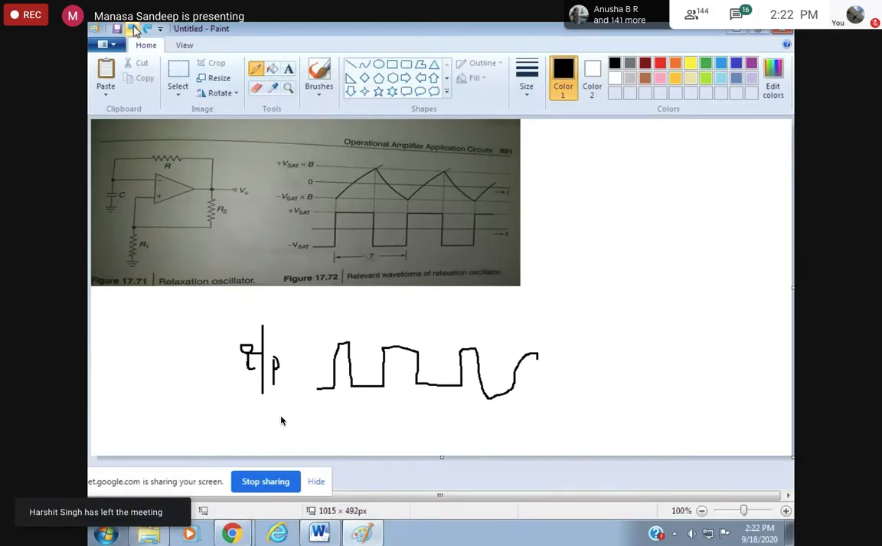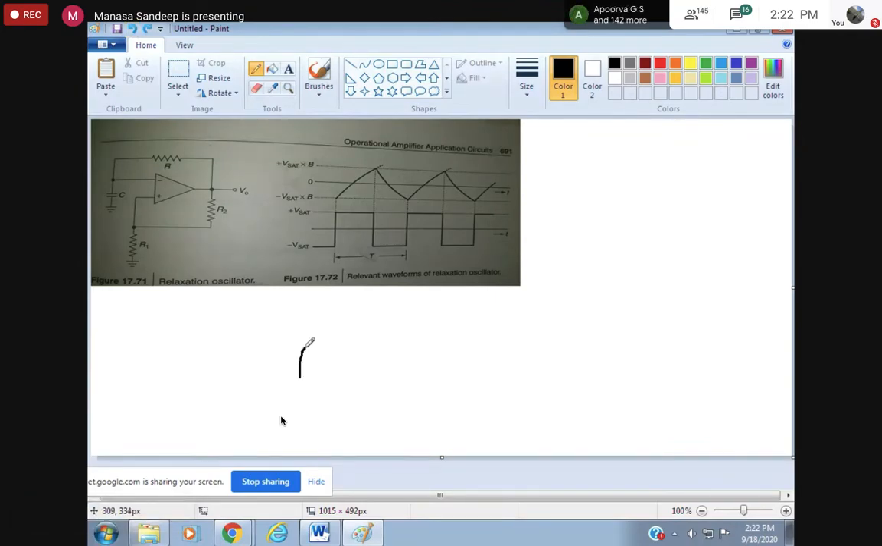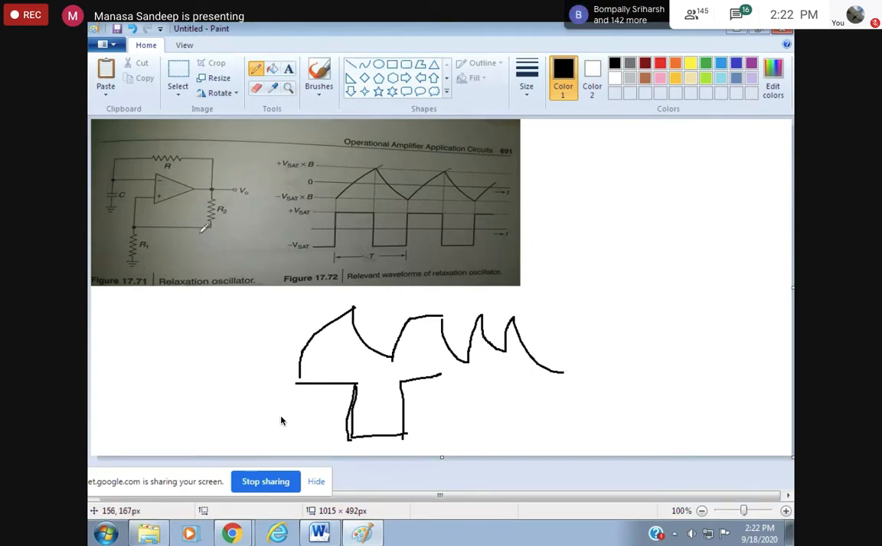Whenever the capacitor is charging, you will have T on. Whenever the capacitor is discharging, the circuit relaxes, and it will be in the T off or minus V saturation. Again, when the capacitor is charging, you will have T on. The circuit relaxes, charges, relaxes, charges, relaxes. That's why it is called a relaxation oscillator. This is one more application of op-amp.